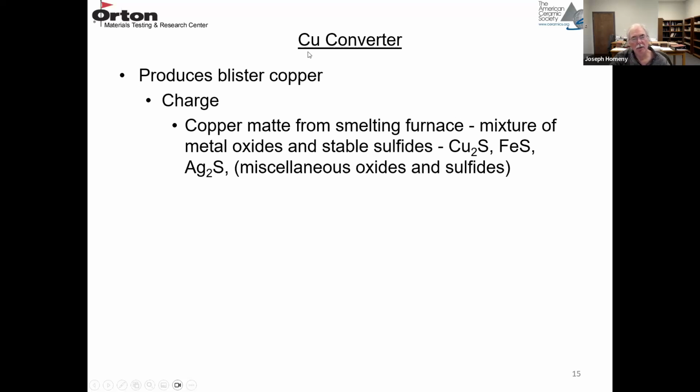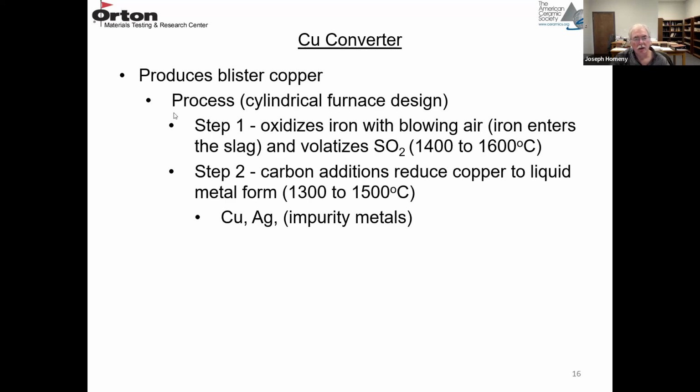So you take the copper matte, you put it in a copper converter, and that makes a product called blister copper. So the charge is the copper matte from the smelting furnace. And again, it's a mixture of copper, iron, and silver sulfides. Perhaps other sulfides and oxides are also present. This is a cylindrical furnace. And in the first step, you're oxidizing the iron with blowing air.